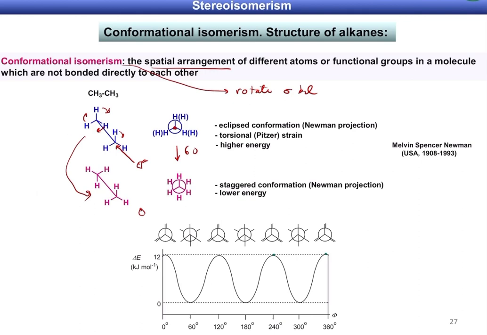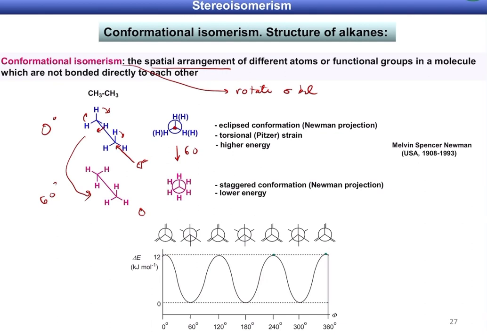And in every rotation, excuse me, it is a 60. In the 0, we have an eclipse, higher energy. Again, rotate, we have a stagger. Again, eclipse. Again, stagger. Again, eclipse, stagger. And we can go the same.